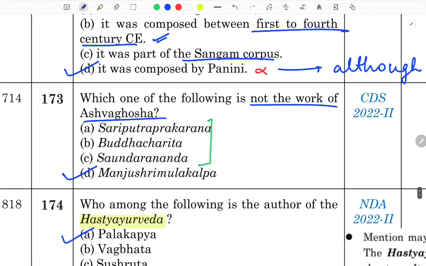Not a work of Ashwaghosha, Manjushri Moolakalpa. No, this is not the work of Ashwaghosha. And I urge you to kindly search in your notes who is the author of Manjushri Moolakalpa. Okay, it's mentioned there. I won't tell, intentionally I won't tell, but that is in your notes. So find it out, or those who don't have notes, just Google it or find it in your other notes, whatever you are referring. But do this thing, because this appeared in 2022. And Ashwaghosha, Buddhacharita, Saundarananda and Sariputra Prakarana. These three are indeed works of Ashwaghosha.